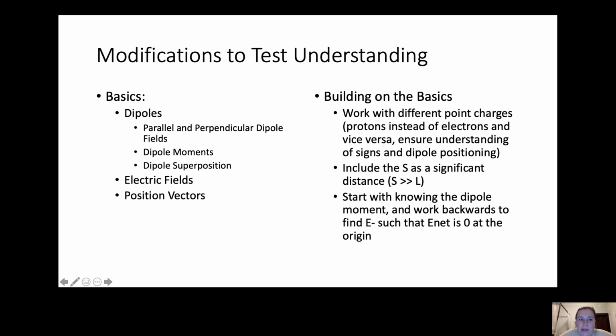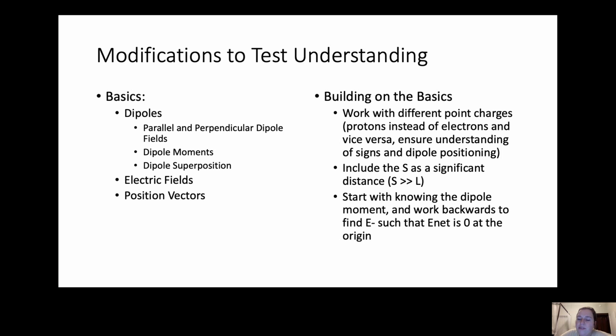With this problem, the basic principles covered are dipoles, parallel and perpendicular dipole fields, dipole moments, and dipole superposition. We also get into electric fields and position vectors. If we want to build on those basics and test our general understanding after working through this problem, we could work with different point charges, protons instead of electrons, and vice versa, for both the original set and the modified set in part B. And this will help us to ensure that we understand the signs and the dipole positioning itself.